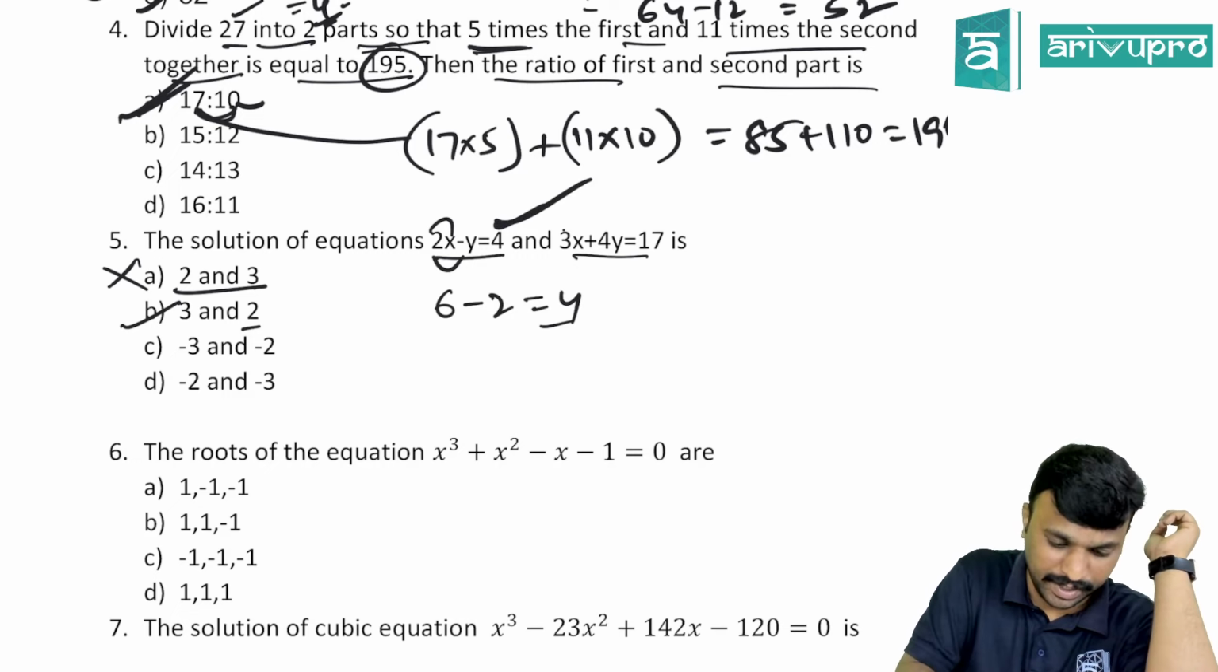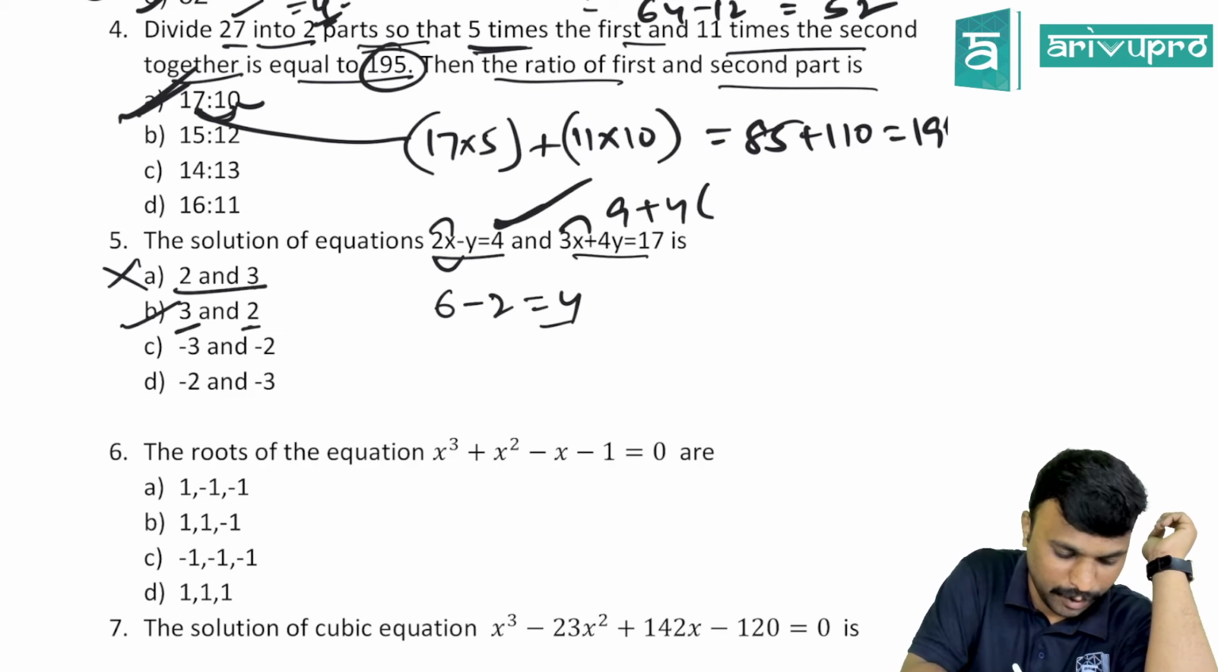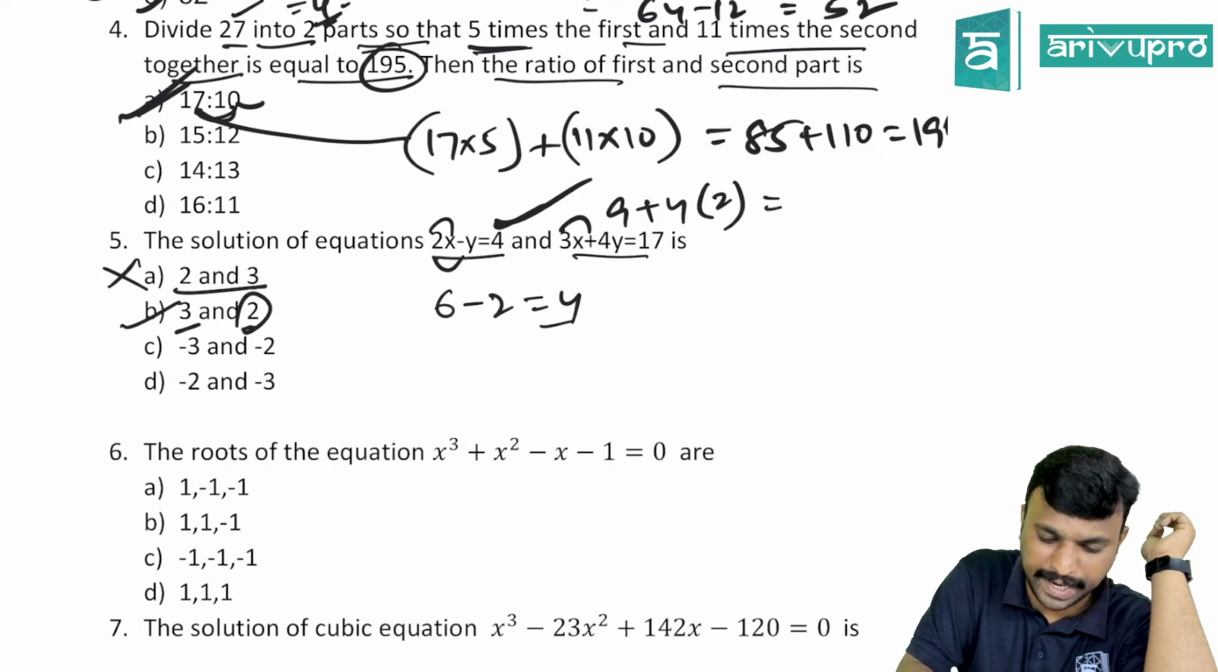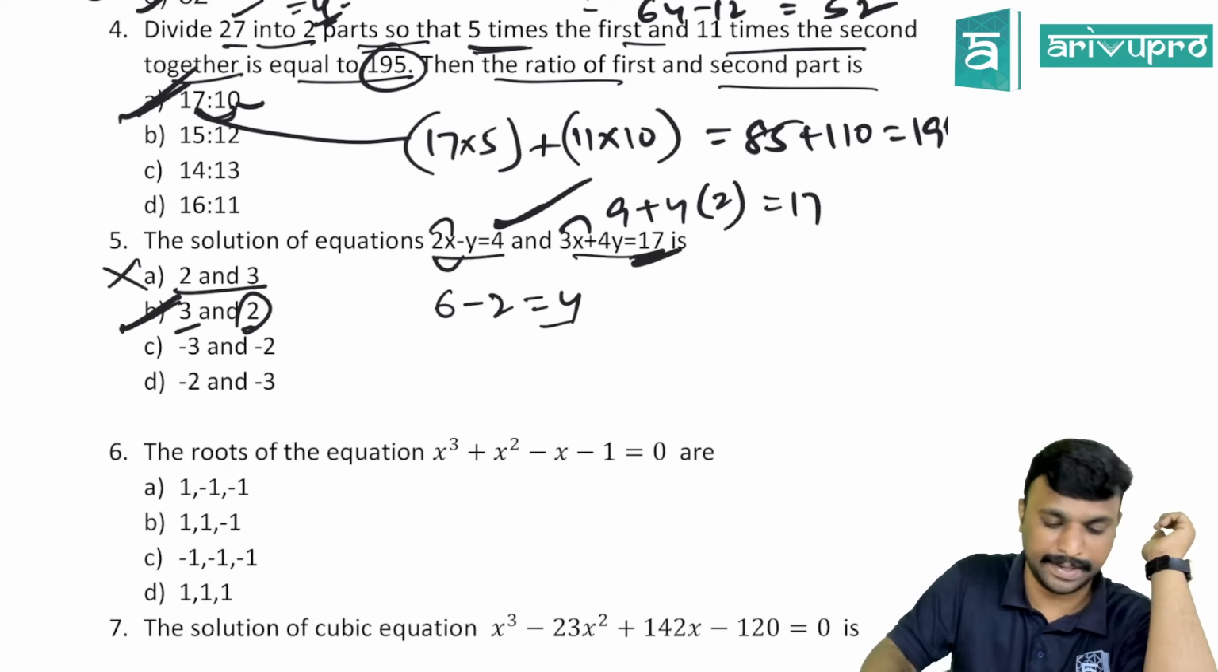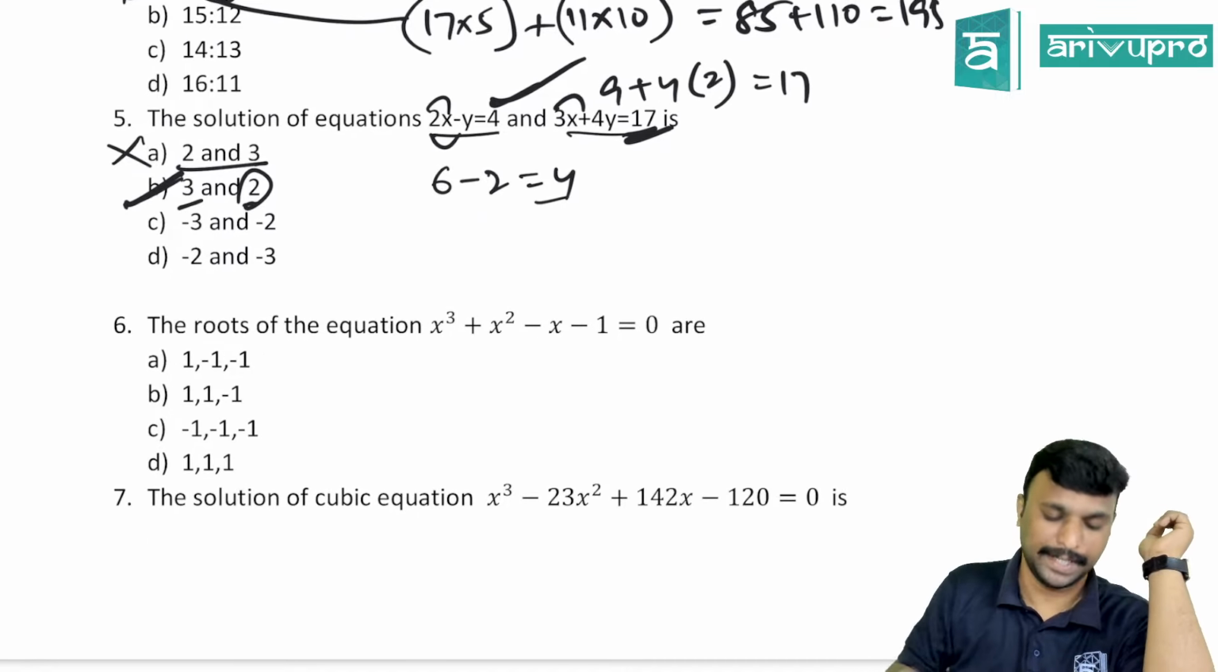Second equation, 3 into what is x value? 3, 9 plus 4 into what is y value? 2. 4 2s are 8. 9 plus 8 is 17. So which is equal to 17 only. So therefore option B satisfies the answer. Let's move on to the next question.